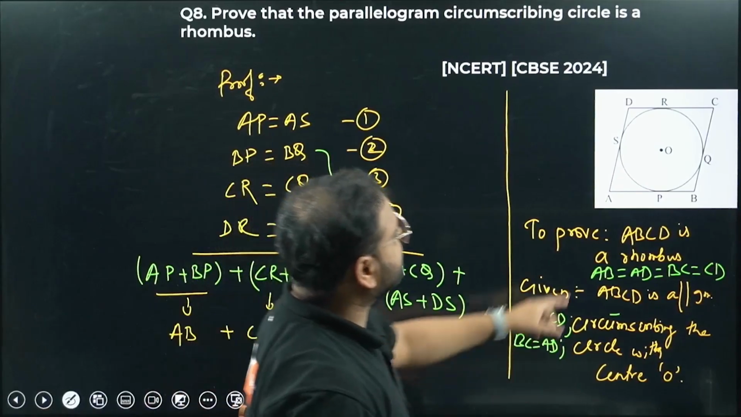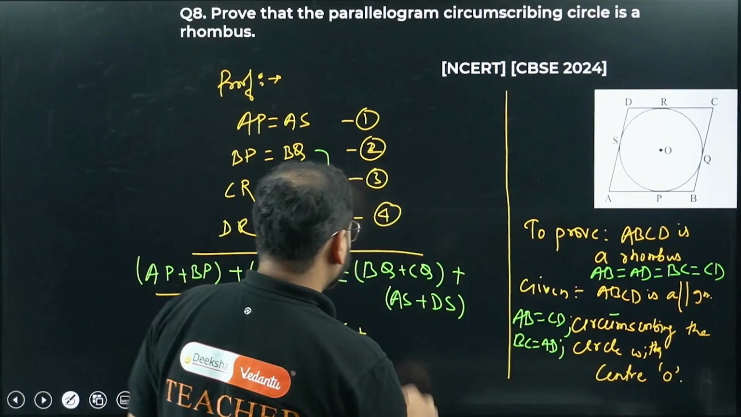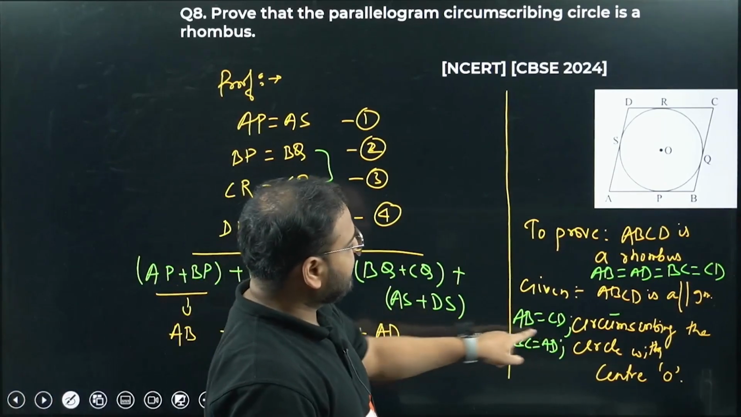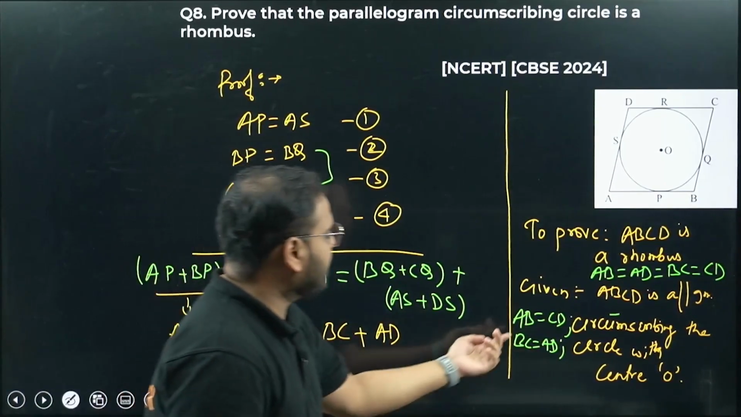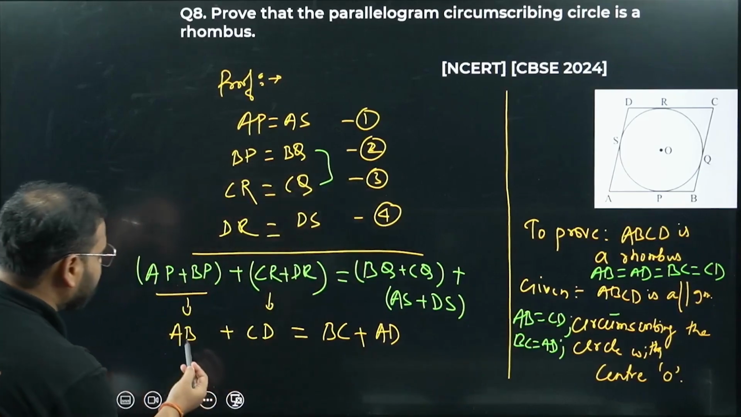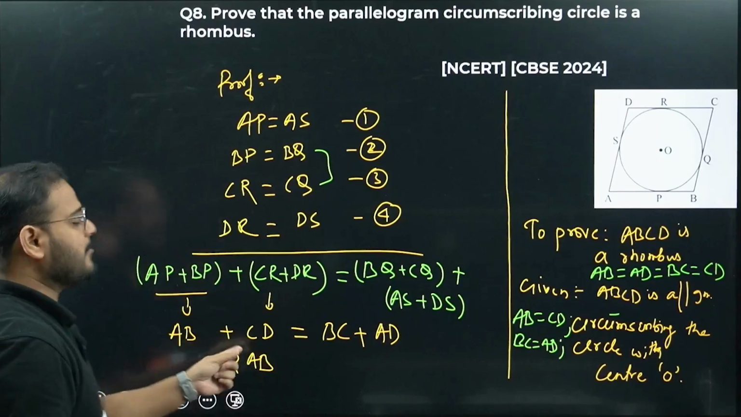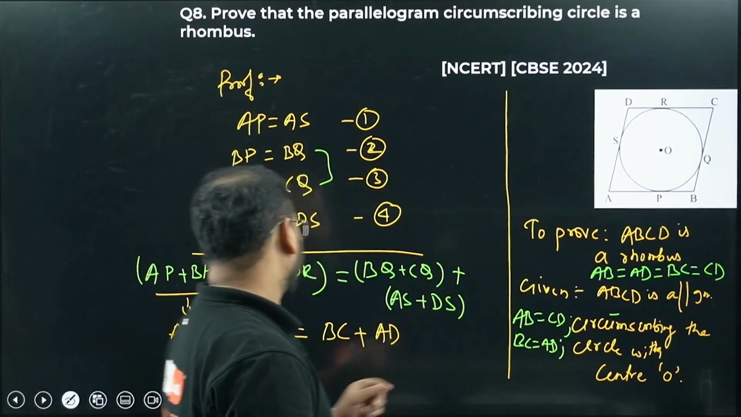And ASDS, please check. ASDS is what, sir? Simply AD. Now we also know that AB and CD are equal, right? Please check. It means I can write ABCD as simply twice of AB, because AB and CD are equal. So twice of AB is true.